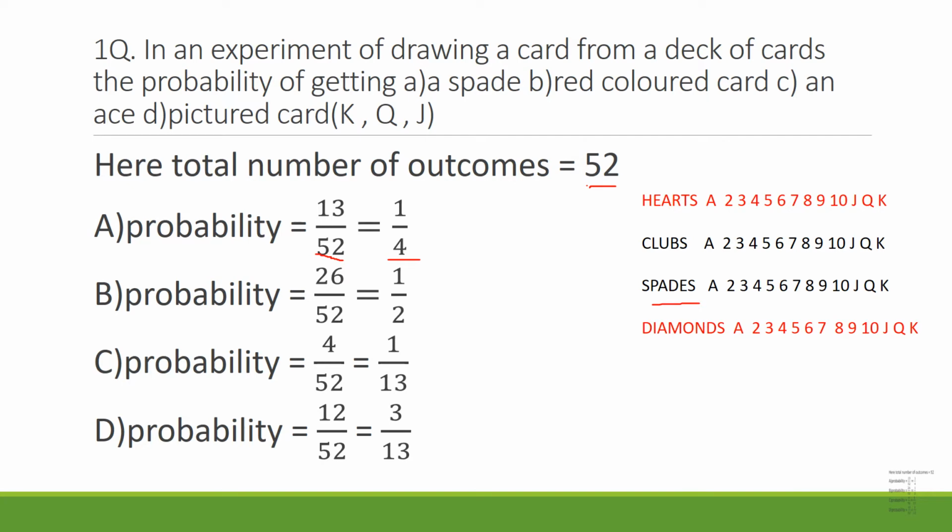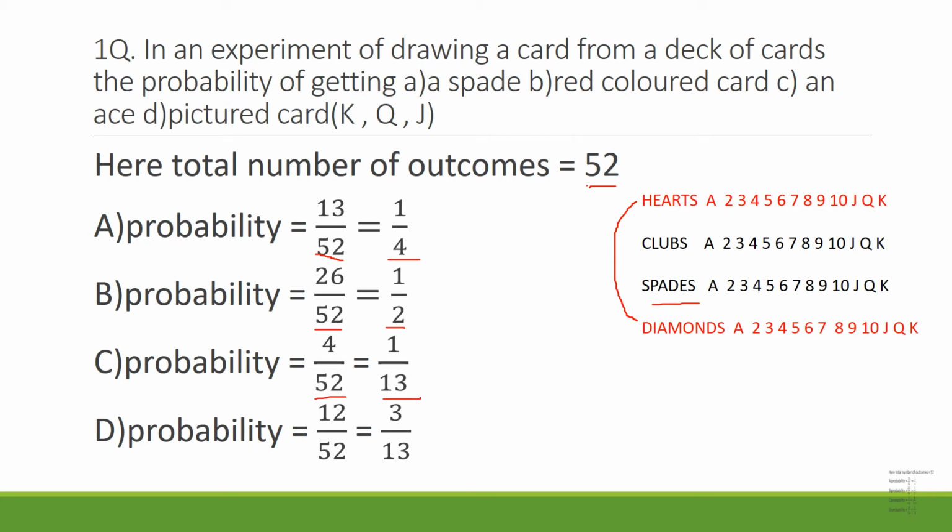Second question, red color card. We have 26 red color cards, which are hearts and diamonds. So the probability will be 26 by 52, that is equal to 1 by 2. Third question, C, an ace. We have 4 aces in a deck of cards. So the probability will be 4 by 52, that is equal to 1 by 13.